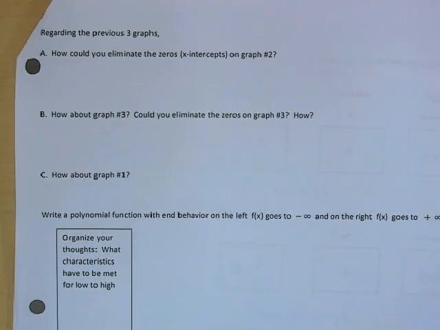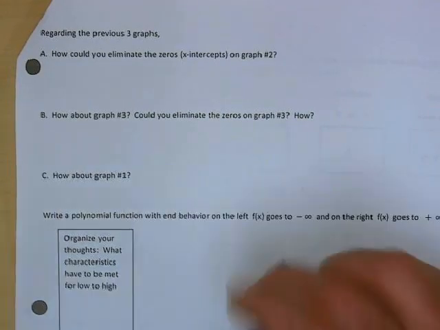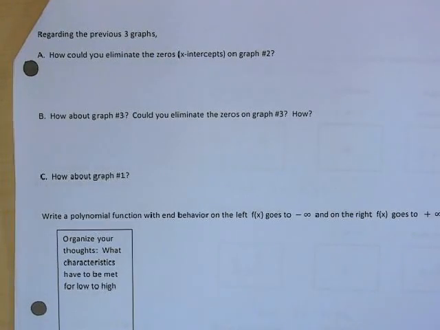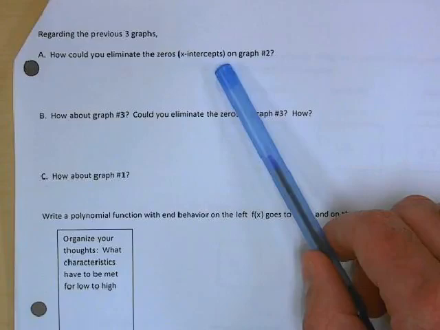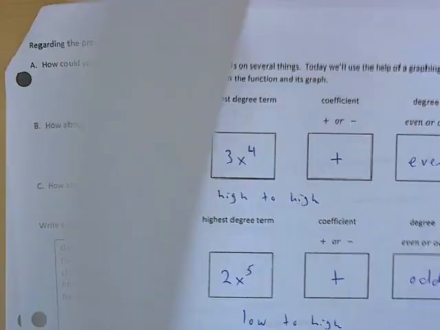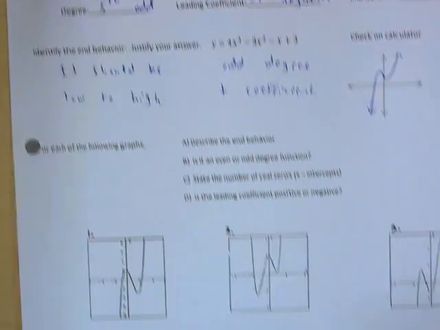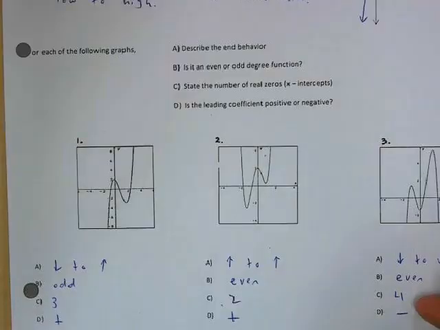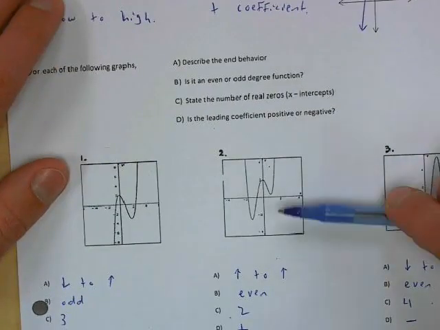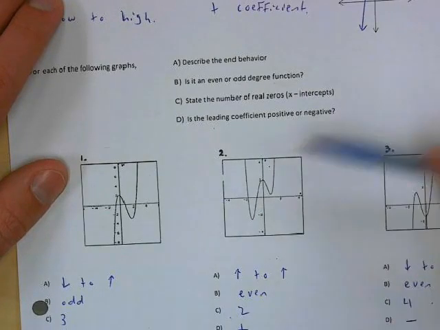Okay, third page of the 3.1 notes. Now here, referring to the three graphs that we just dealt with at the end of the first video, how could you eliminate the zeros, the x-intercepts, on graph number 2? So if we go back to those previous three graphs, if we look at graph number 2, how can we eliminate the x-intercepts? Well, if I take this whole graph and shift it up a bit, that would probably work.